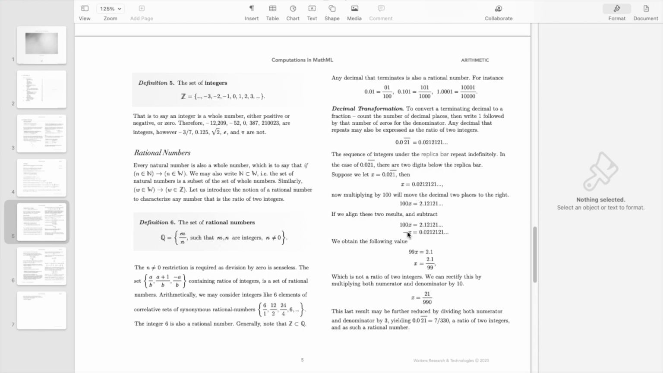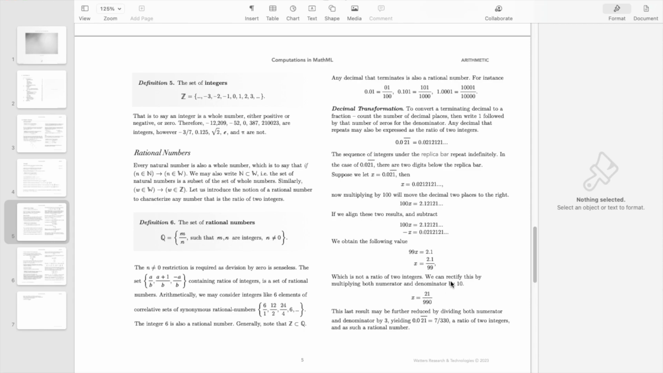So 100x minus 1x obviously equals 99x. And 2.12121 repeating minus this expression here leaves us with 99x equals 2.1. And then we can further simplify by dividing both sides by 99 to obtain this rational expression, which is not yet a ratio of two integers.